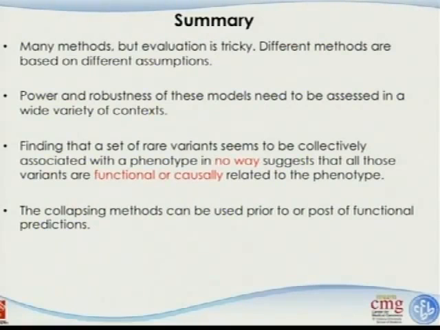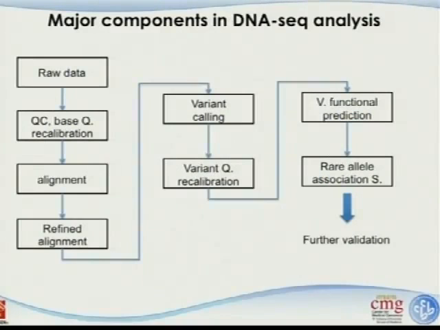And the collapsing method can be used either before or after the functional predictions. So we talked about the functional predictions, the association studies, and collapsing of variants. You can collapse all the variants in that gene, or you can collapse the variants that are predicted to be functional on those genes. And that will be the non-synonymous variations, the synonymous variations, and the topics we talked about in the previous slides.